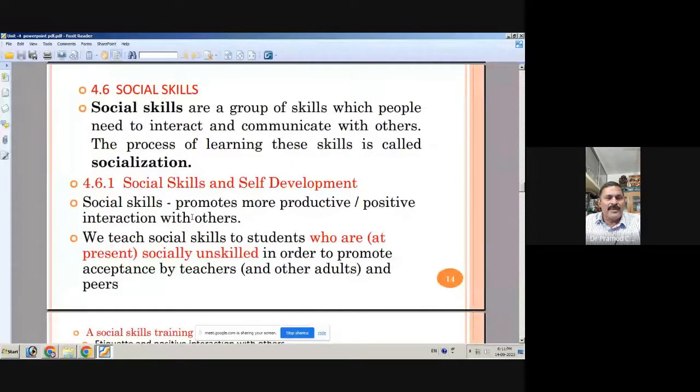One is problem solving, another is critical thinking, number three is effective communication, four is decision making, five is creative thinking, six is interpersonal relationship, self-awareness building skill, empathy, coping with stress and emotions. These are all the 10 life skills which we must learn. Problem solving: each and everybody has problems, and we must solve them.